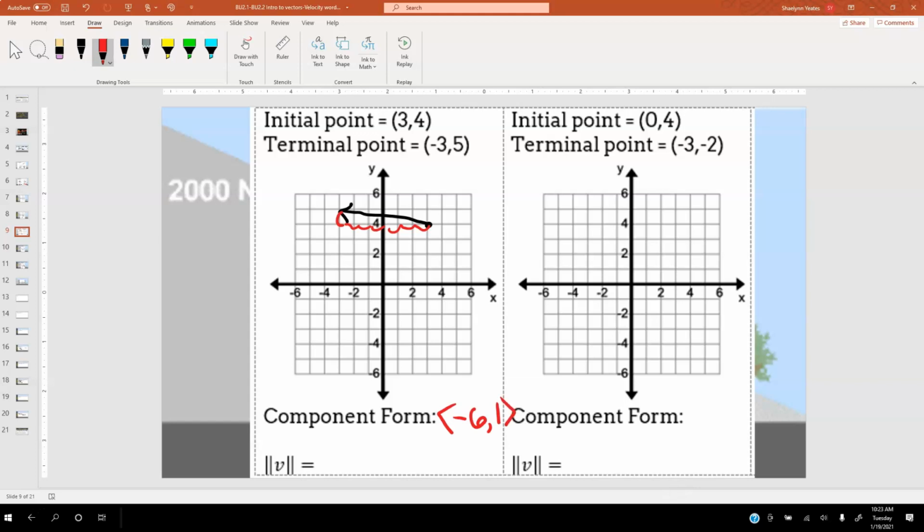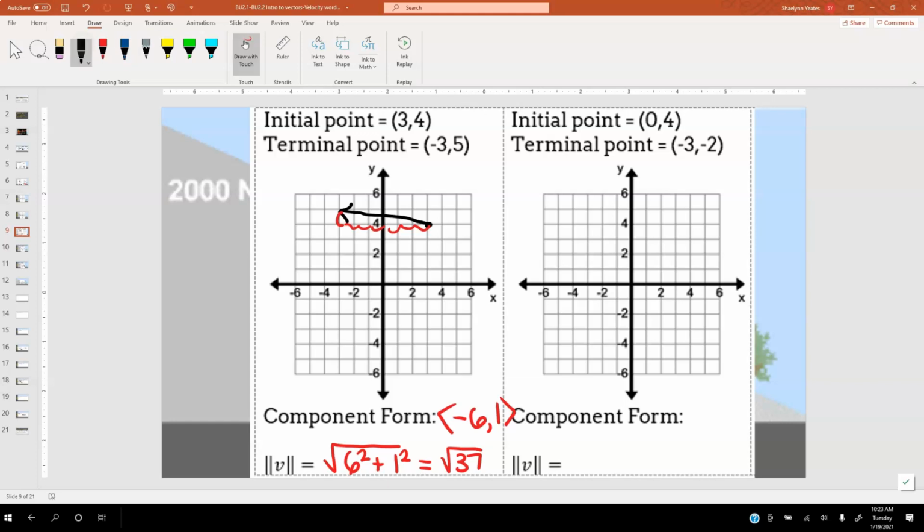So then to find my magnitude, this is just going to be the square root of, it is 6 long, so I do 6 squared, plus, and then it's 1 tall. So 1 squared, because this is Pythagorean theorem, we're just solving for that lost piece. This is the kind of shortcut. So this ends up being the square root of 37. Okay, let's do that again.